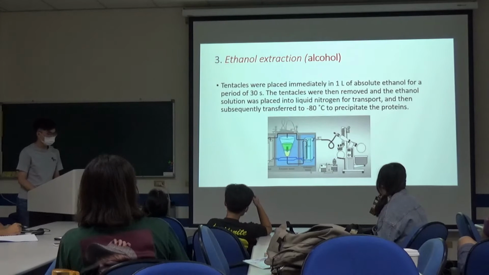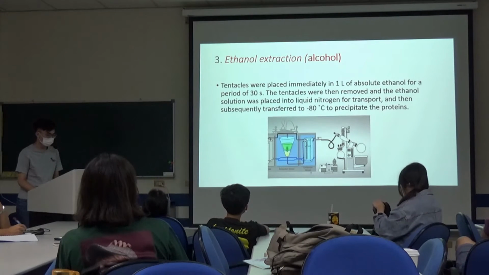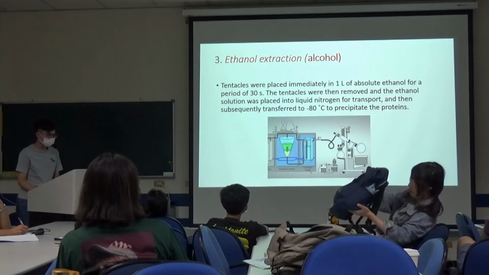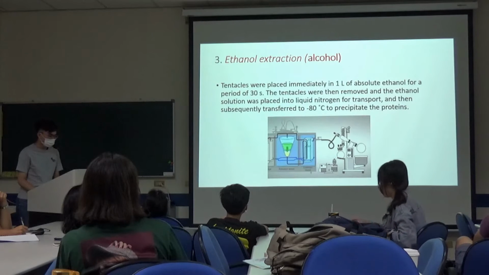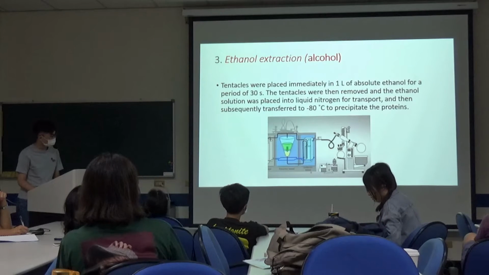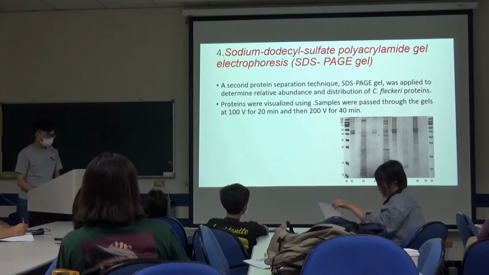So third, ethanol and nitrogen similar alcohol. The tentacle was placed immediately in 1 liter of absolute alcohol for a period of 13 seconds. The tentacle was then removed and the solution was drained into liquid for transport. And then lastly transferred to negative 80 degrees. So this is for next.